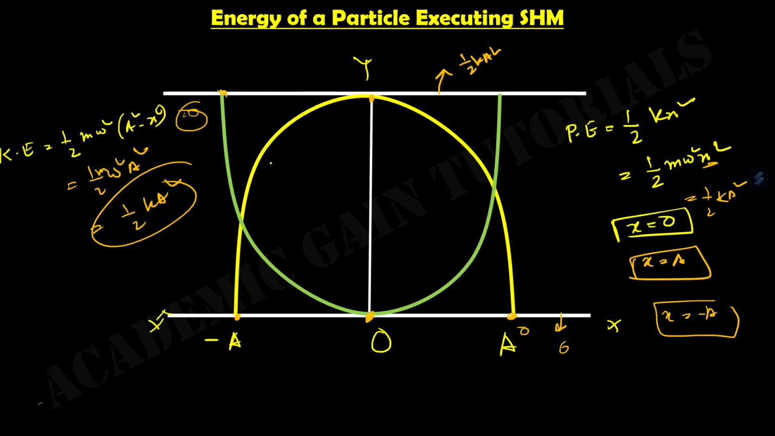So from this graphical representation, we find that the total energy is always half of k a square, and when x equals 0, that means at the mean position, our kinetic energy is maximum, and at the maximum amplitude, our kinetic energy becomes minimum, whereas our potential energy becomes maximum. This is the whole concept of the energy of a particle executing simple harmonic motion. I hope you understand this whole concept.